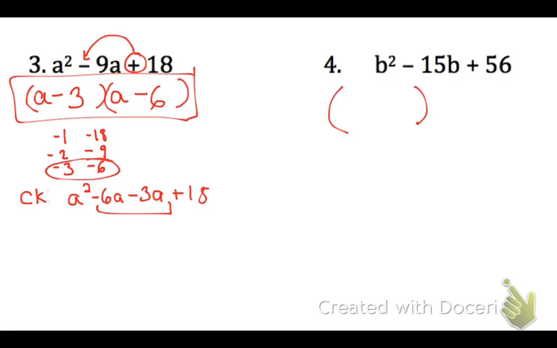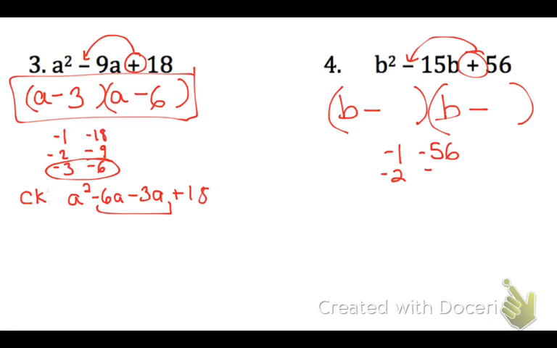Number 4, again I switched out the variables, b times b. And I need to look at my signs. So positive means my signs are the same. This tells me they're both negative. So I'm going to have negative factors like negative 1 times negative 56. Negative 2 times, that would be negative 28. 4, negative 4 times negative 14. Negative 7 times negative 8. And I needed to add to negative 15. So there we go. So it's going to be b minus 7 and b minus 8.